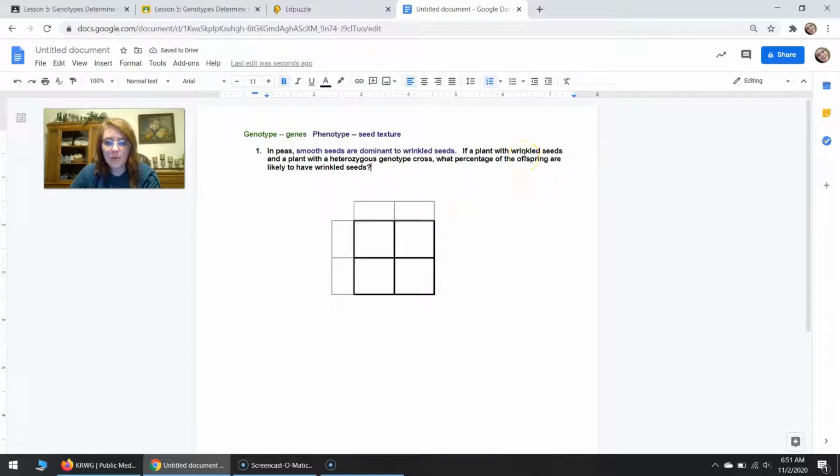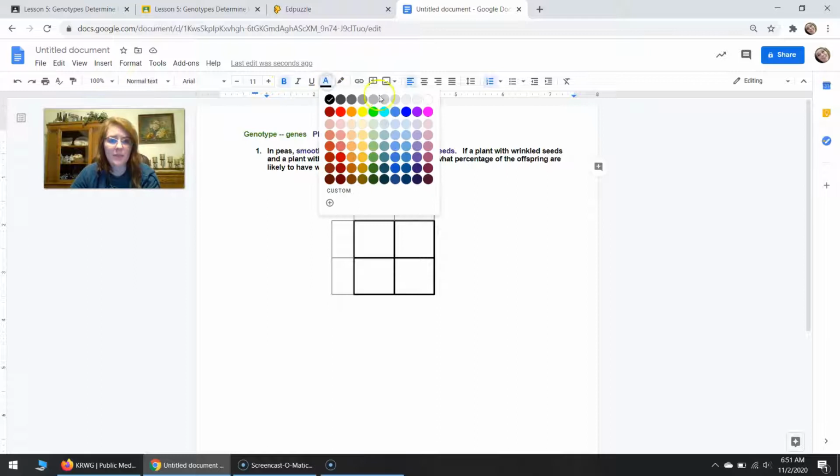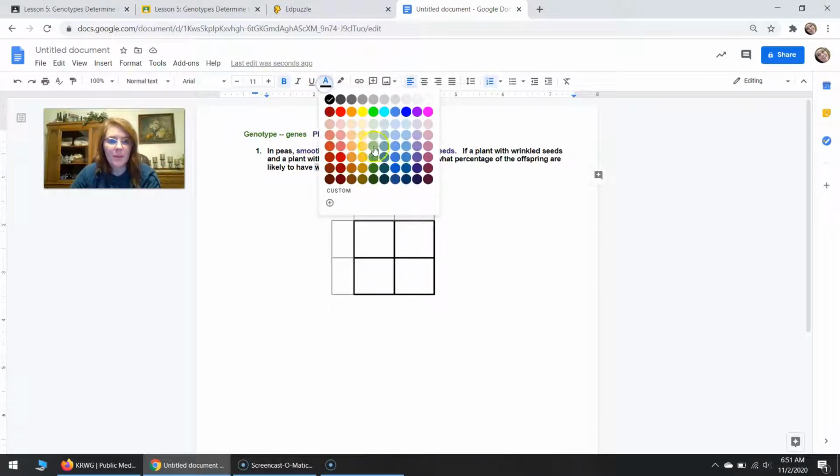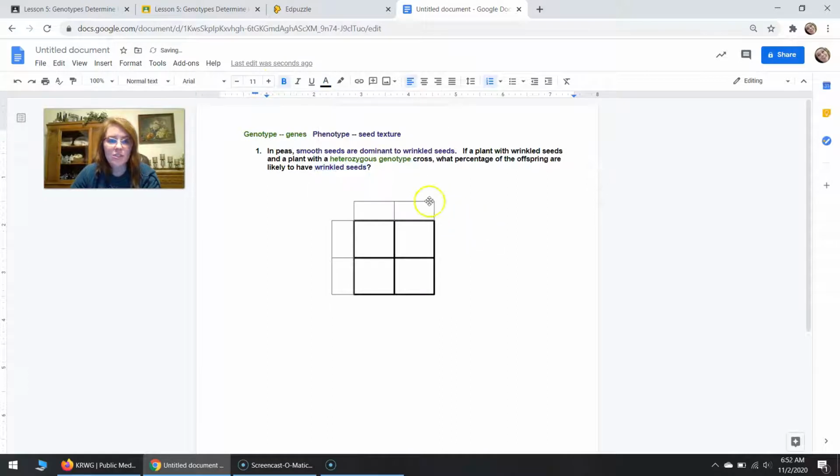If a plant with wrinkled seeds and a plant with a heterozygous genotype, okay, so here's another one with a genotype, right? So it's telling me about genes here, so I'm going to make this green. It's telling me about the parents that I have in this particular setup. What percentage of the offspring are likely to have wrinkled seeds? So the question is asking me about the phenotype of the offspring. But in order to answer that question, I have to look at the genotypes and the phenotypes of the parents. So let's go ahead and figure this out.